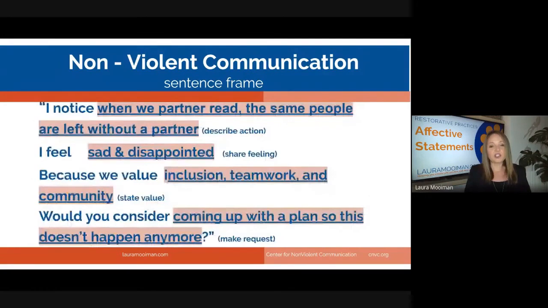Here's another one. I notice when we partner read, the same people are left without a partner. I feel sad and disappointed because in our class, we value inclusion, teamwork, and community. And you can only say this if you've been doing community circles and you've been talking about values. You can't just say, we value this, because you value it. If you've established it as a community, then you can say that, because otherwise they'll see right through that. And then I'd say, would you consider coming up with a plan so this doesn't happen anymore? So this is an example of using this for a whole class. That's definitely possible too.